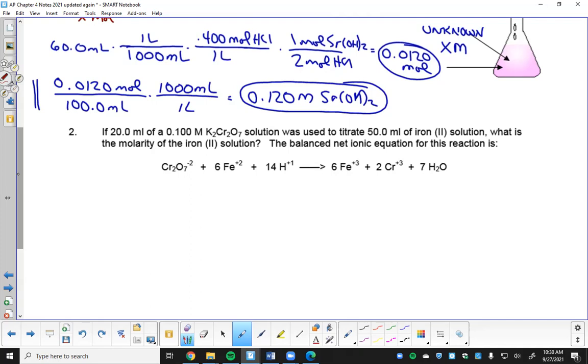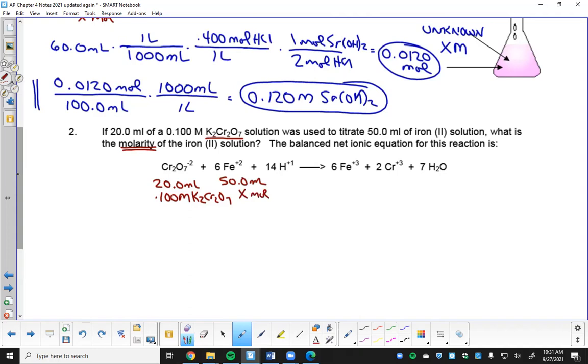Here we've got 20 milliliters of a 0.1 molar potassium dichromate solution. Potassium dichromate doesn't show up in the balanced equation, but it must be where the dichromate ion came from. So underneath this, I'm going to write down the 20 mL and the 0.100 molar, which is coming from the K2Cr2O7. And then I have my titration, with 50 milliliters of iron 2 solution. I want to know the molarity of the iron 2, so figure out the X molar.